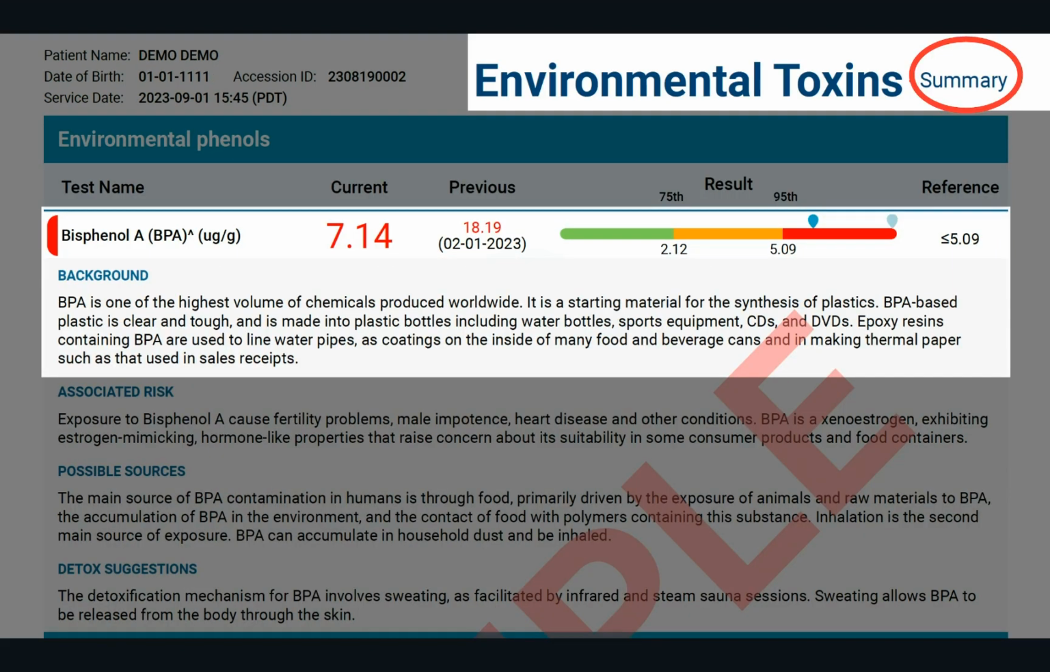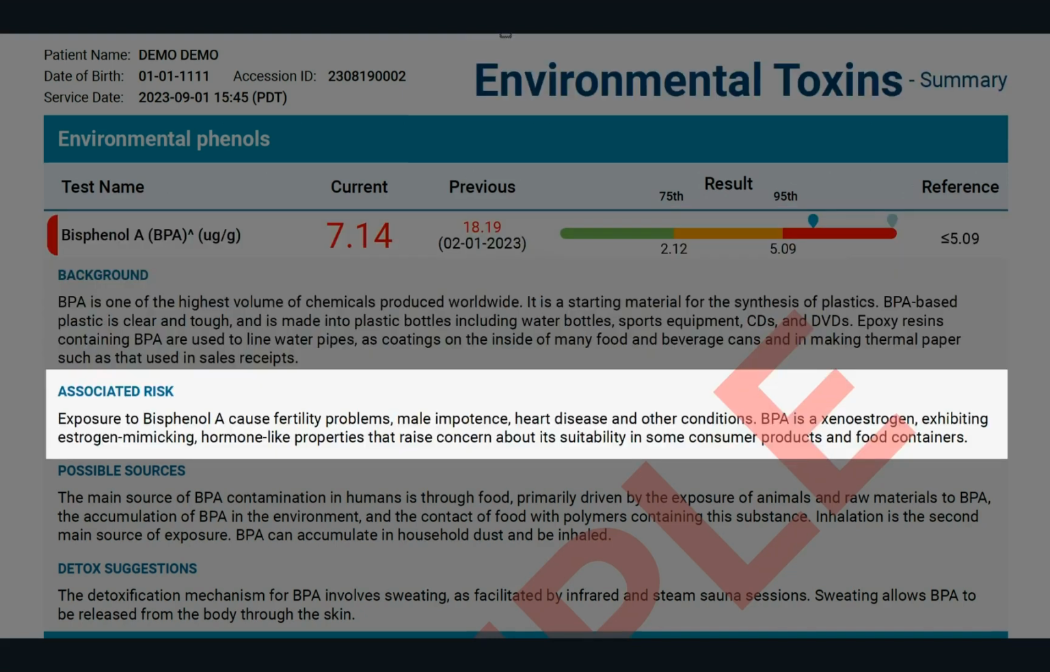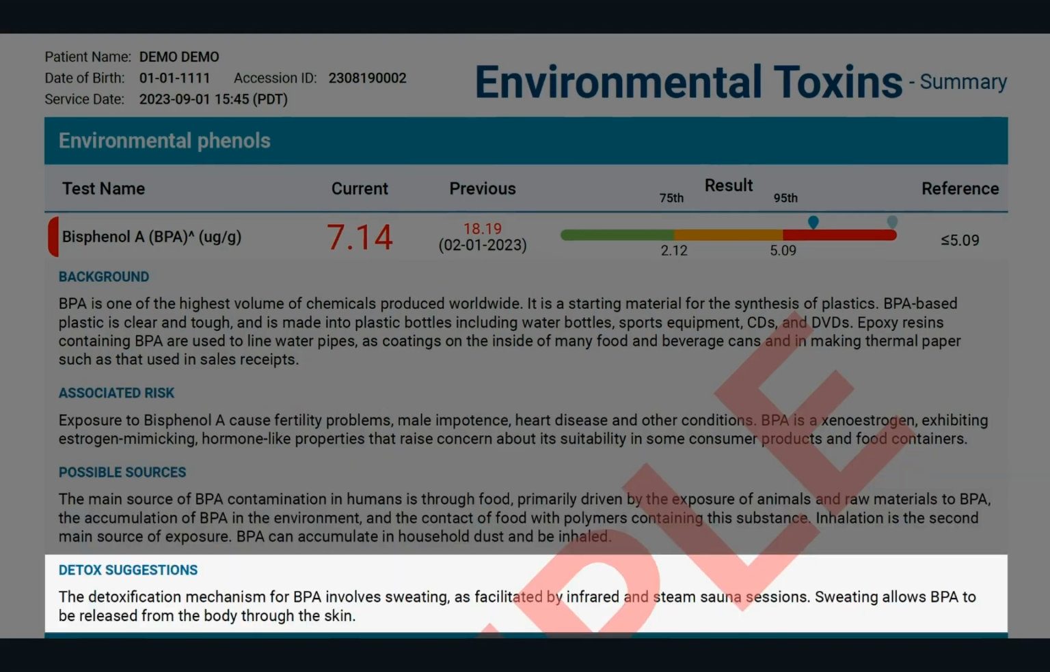If you want to learn more about the toxins showing moderate and high exposure, like BPA and atrazine, simply scroll back to this report summary and read the interpretive comment. The interpretive comment includes the background, associated risk, possible sources, and detox suggestions.